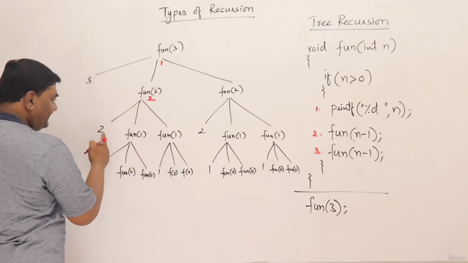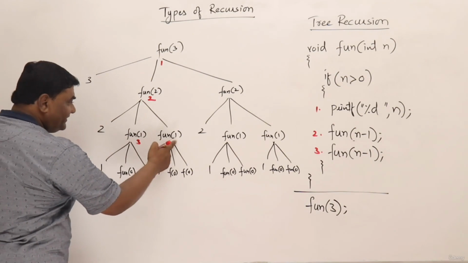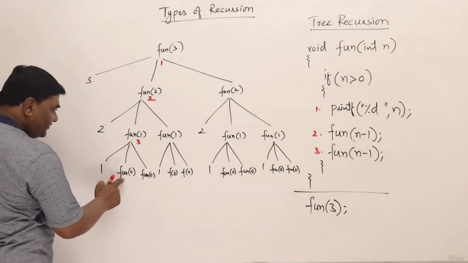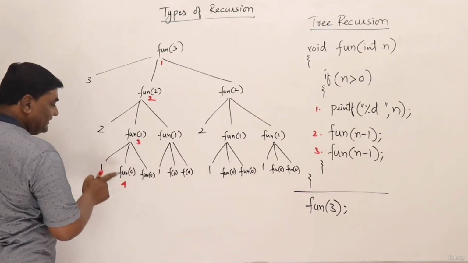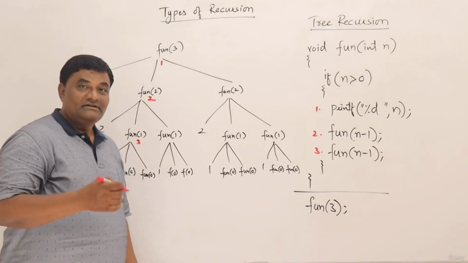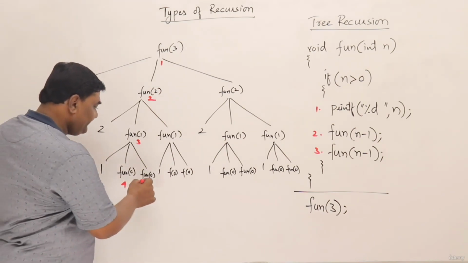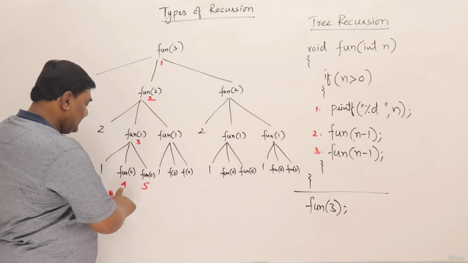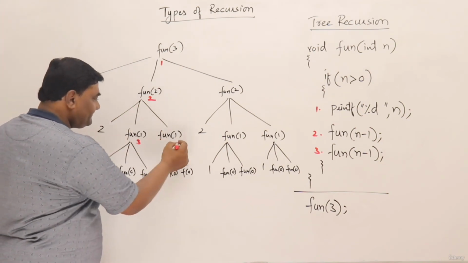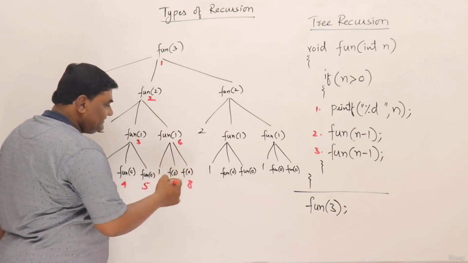So second call, printing is done. Then third call. Then this one will be done once this has finished. So under this, printing, then this call, fourth call. Now this is fun with value 0. This will terminate. Then it will go to this call, the fifth call. Then as this has finished, it will go back and make this call, the sixth call. Then under this, seventh and eighth.